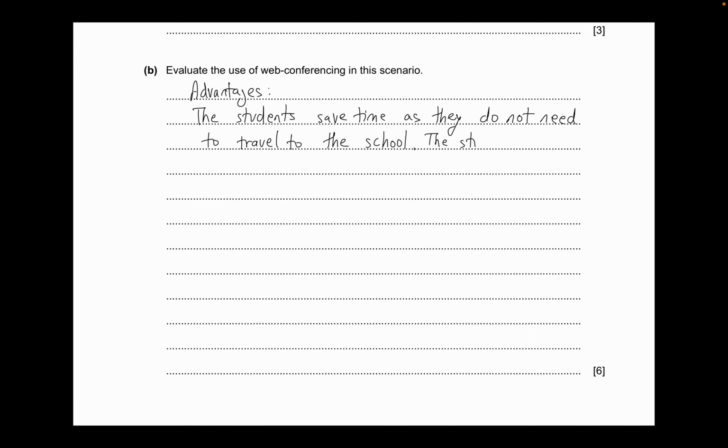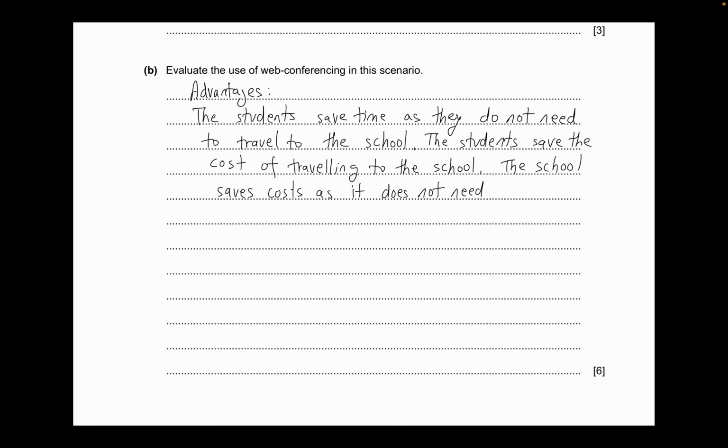Students, again, in terms of cost, the students save the cost of traveling to the school. Okay, so that's 2 points already. The third point is that the school actually saves money, right? The school saves costs. It's cheaper as it does not need to open or to run, right? To open in the holidays.